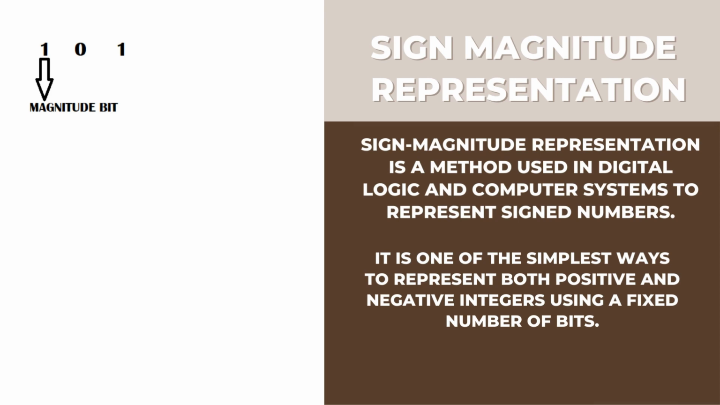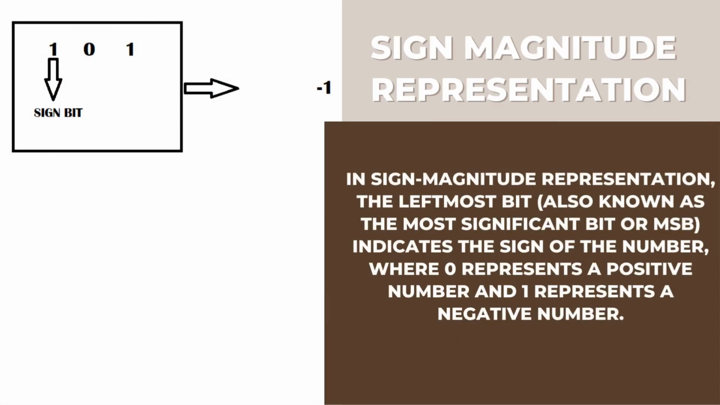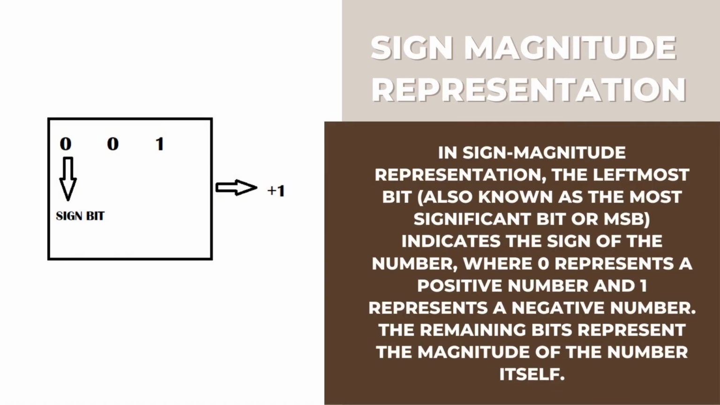Sign magnitude representation. Sign magnitude representation is a method used in digital logic and computer systems to represent signed numbers. It is one of the simplest ways to represent both positive and negative integers using a fixed number of bits. In sign magnitude representation, the leftmost bit indicates the sign of the number, where 0 represents a positive number and 1 represents a negative number.